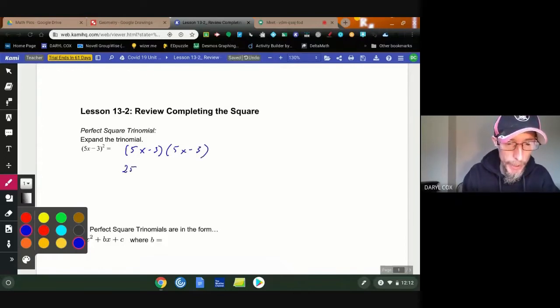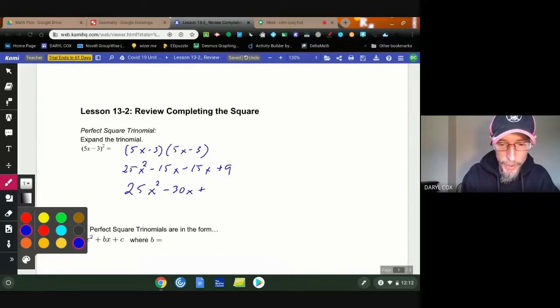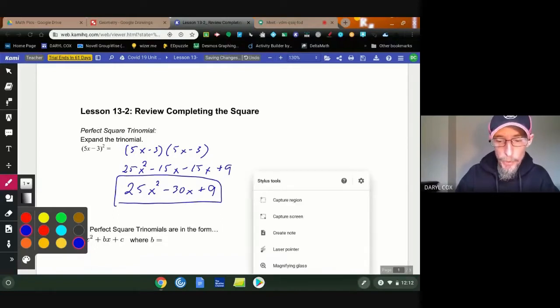So 25x squared minus 15x minus 15x plus 9. And then we combine the middle two terms. Whoops, I forgot a squared here. Plus 9. So there is our expanded version. And this is called a perfect square trinomial.